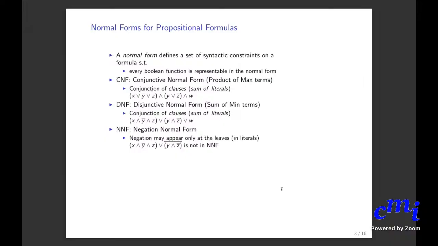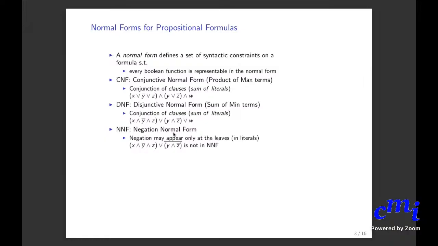Just to quickly run through, conjunctive normal form is a product of max terms. It's a conjunction of clauses we've already seen, where a clause is a sum of literals, like in the example shown. A DNF, a disjunctive normal form, is a conjunction of, oh, this is a mistake. It's a disjunction of cubes, where a cube is a product of literals. There can be other kinds of normal forms as well.